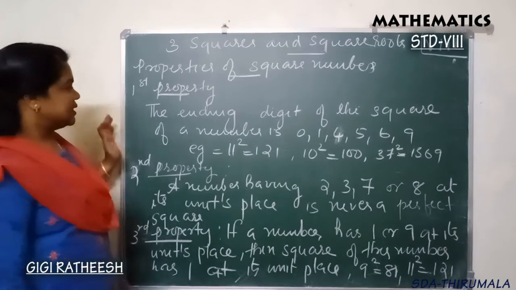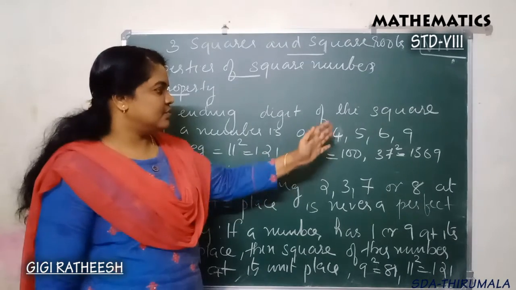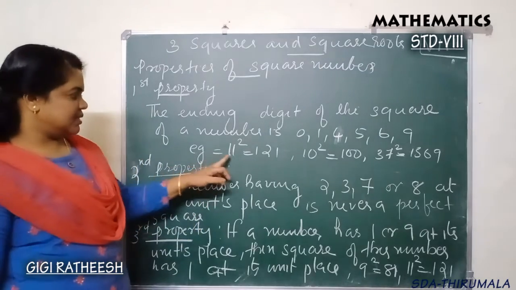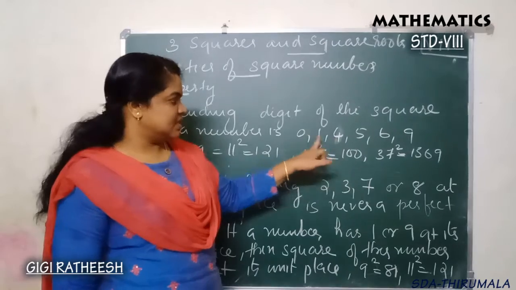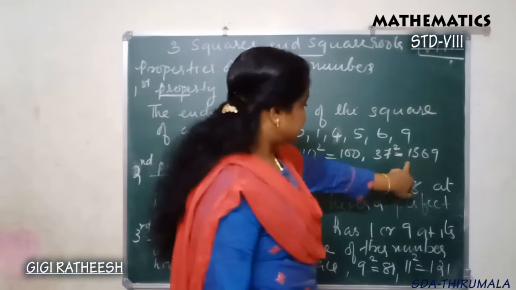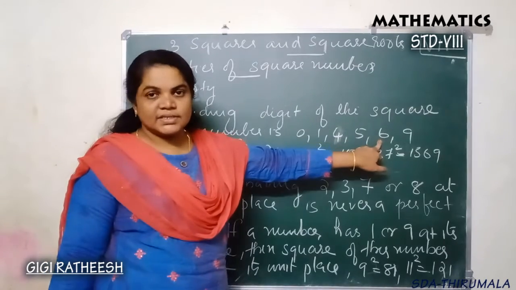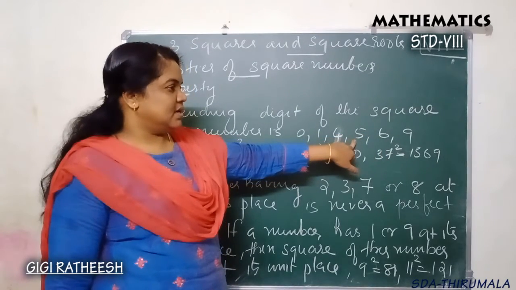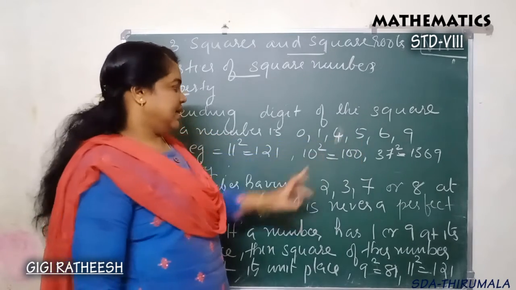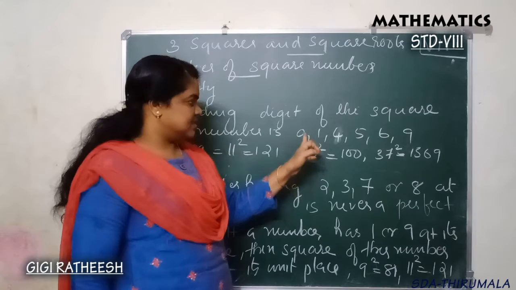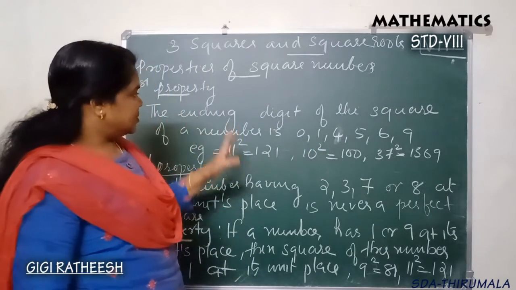The first property is that the ending digit of the square of a number is 0, 1, 4, 5, 6, or 9. For example, 11 square is equal to 121, where 1 is the last digit; 10 square is equal to 100, where 0 is the last digit; and 37 square is 1369, where 9 is the last digit. 6 square is 36, where the ending digit is 6, and 5 square is equal to 25, where the ending digit is 5, and so on. These 6 digits, that is 0, 1, 4, 5, 6, 9, should be the ending digit of a perfect square.